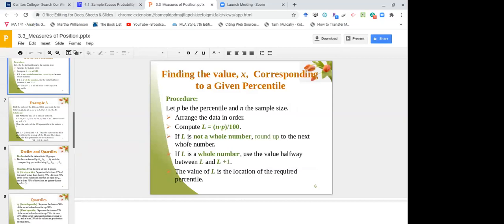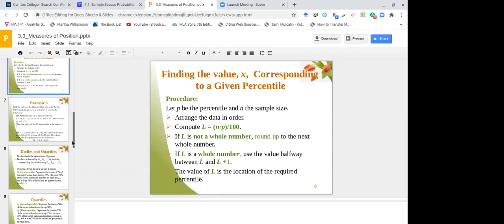Here, don't confuse the location in your list, L, with the actual percentile itself. If I have a list of numbers and I tell you that the number that I want is in the third position in that line, that's just telling me where it is in the list. It doesn't tell me what the number is. So be careful not to confuse the location in the list with the actual percentile itself.